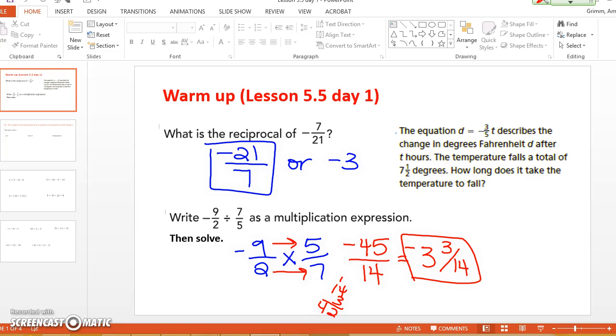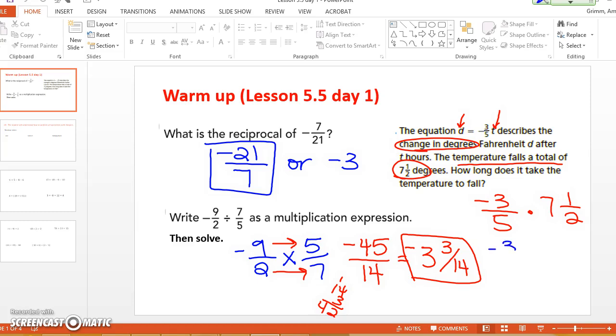What did you do? Yeah, you just multiply them. This right here is the temperature for T. Here's T right here for temperature. You just have to put that in. And then the D, it says D describes the change in degrees. So there's your D. That's what it's going to tell you. So you have negative 3/5 times 7.5. What do you have to do to that before you can multiply? Change 7.5. Very good. Change it to an improper fraction.